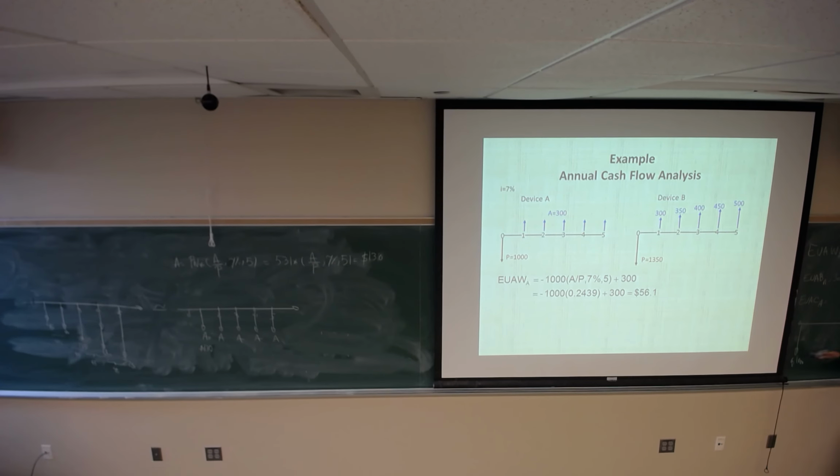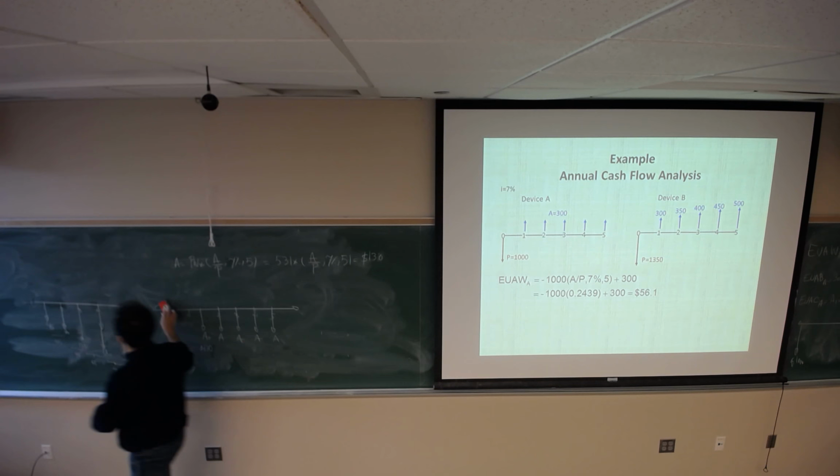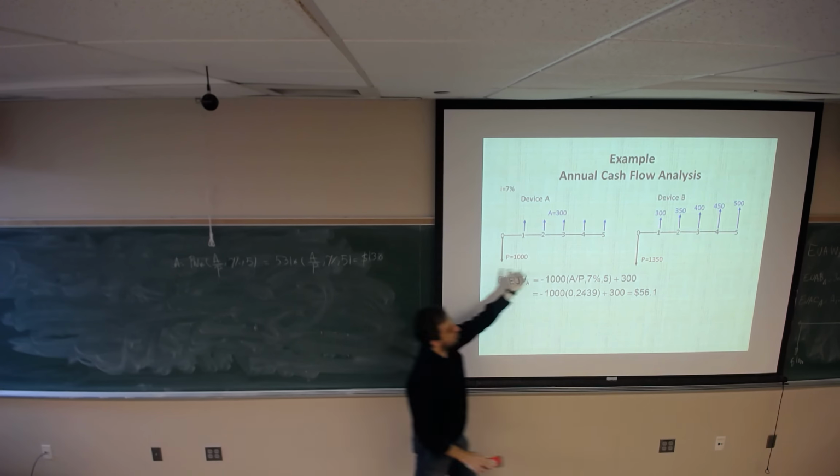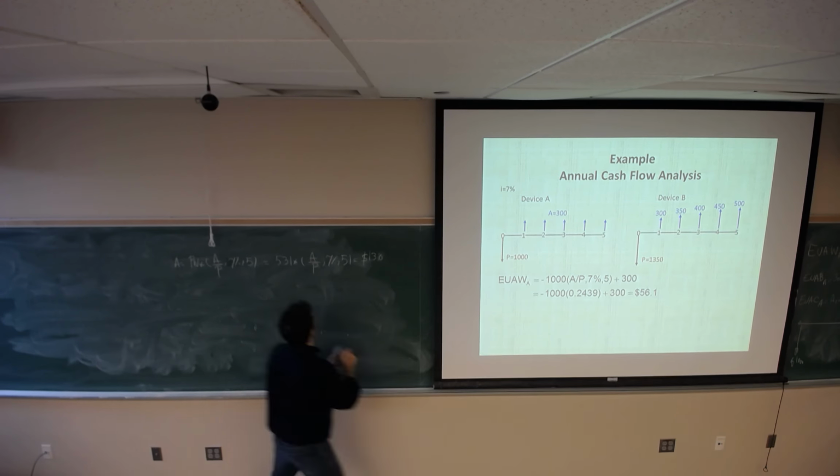What would be the A1 when P is given? We are looking for A1, which is EUAC, P times A over P, interest rate is 7% and N is 5. $243.9. So for EUAW, benefit is 300 minus 243.9, which is almost $56. Device A has EUAW equal to 56. It means the equivalent uniform annual worth of this is positive $56.